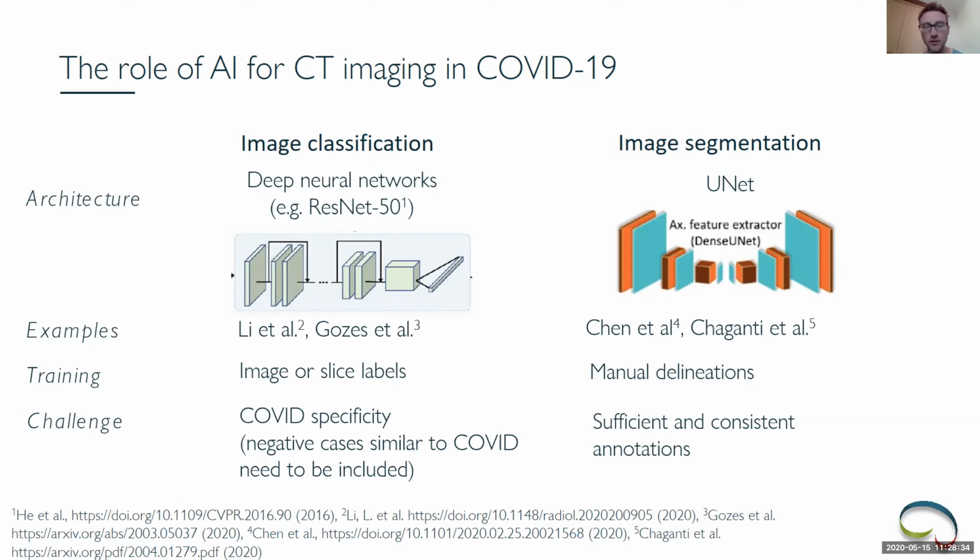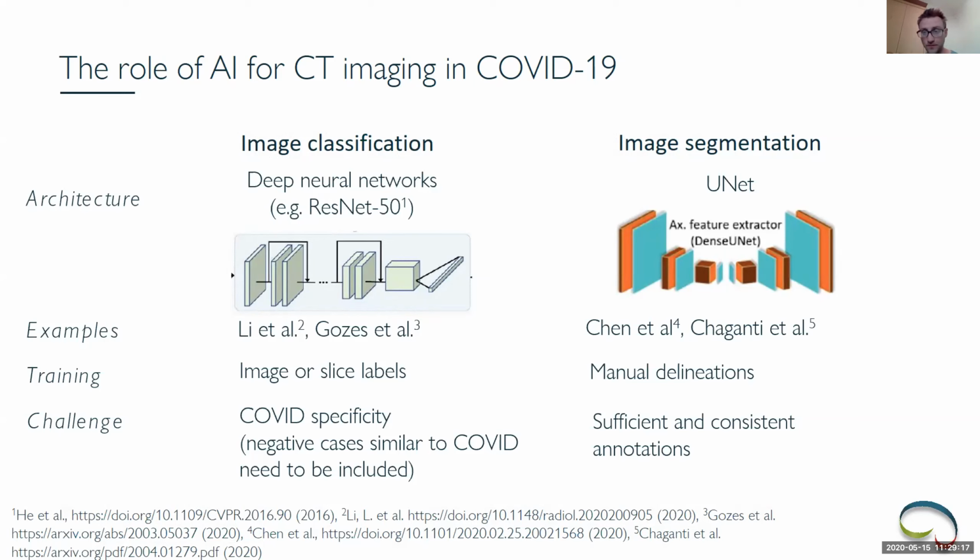Both technological problems have their own challenges. For the classification, it is very important to be sufficiently specific for COVID. You don't want to train the algorithm on any abnormality that is seen in the image. So for that reason, you need sufficient cases of patients that do not have COVID, but have similar abnormalities to those seen in COVID.